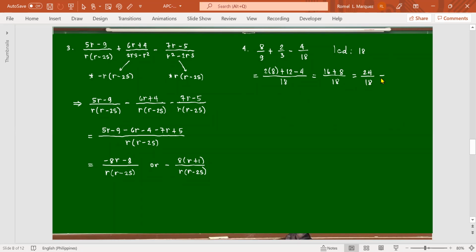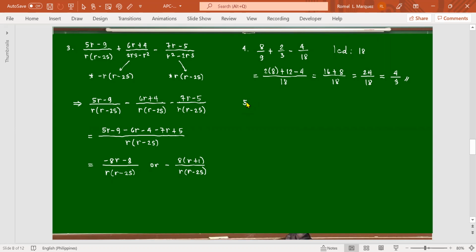Can I still simplify this? Yes, divide by what? Divide by 3, no? 6 po. Divide by 3 or 6? Divide by 6? What is that, guys? 4/3 po. So divide by 6, 4. Divide by 6, 3. So 4/3.